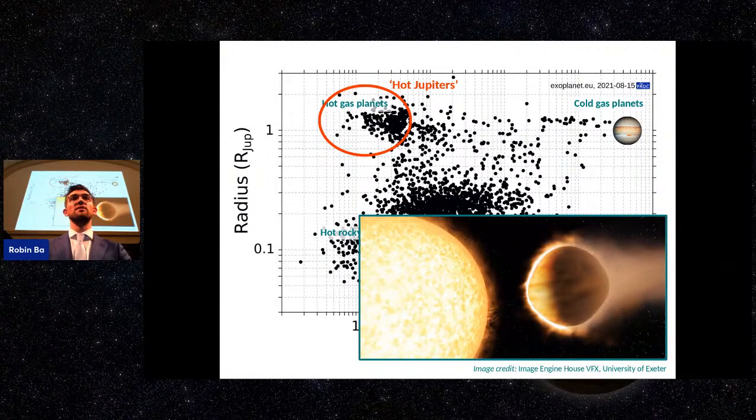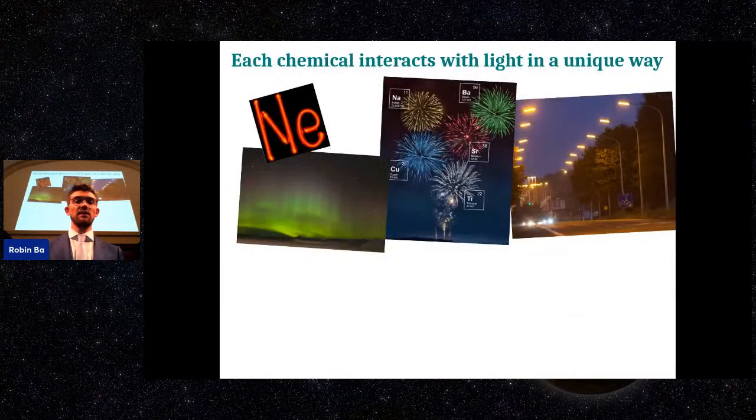And I will explain to you how these atmosphere observations work. But first, I will explain how we can find and characterize these exoplanet atmospheres from the light that we get from them. So each chemical interacts with light in a very unique way, and I show a couple of examples here. On the far left, you see a neon light. That's basically a glass tube filled with neon gas, and when you put electricity through it, it shines with a very specific bright red color.